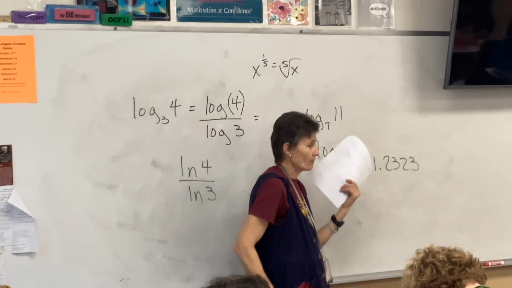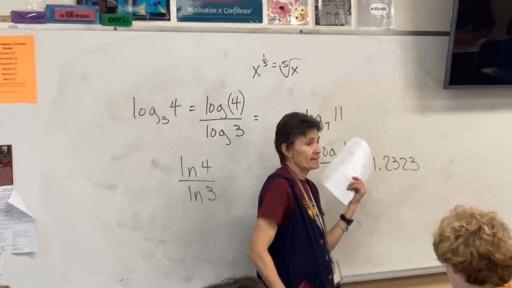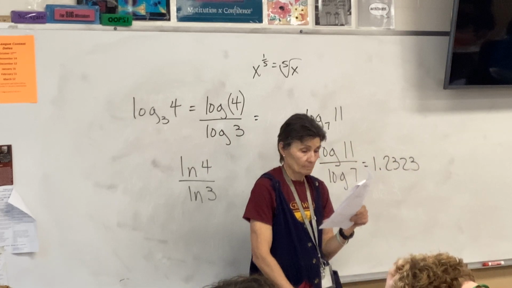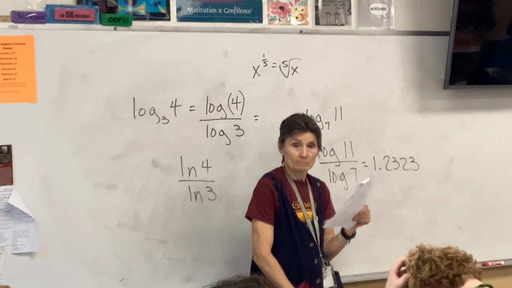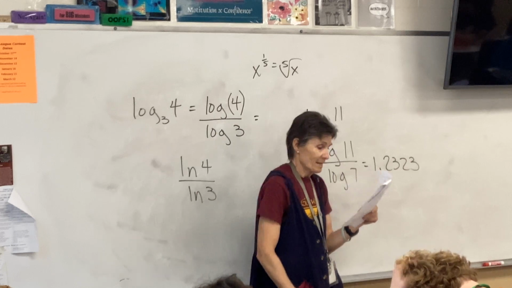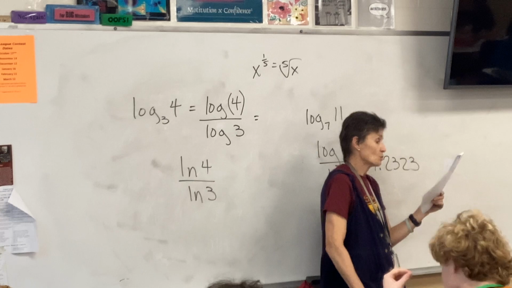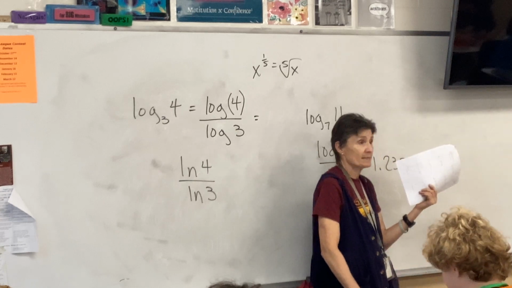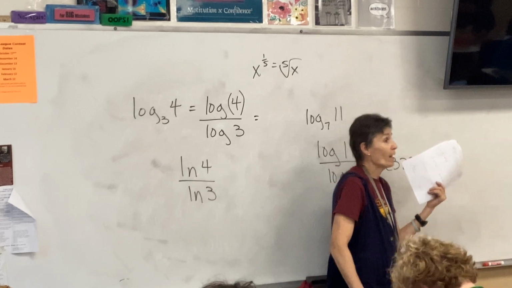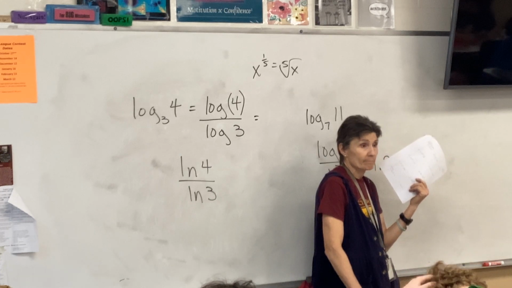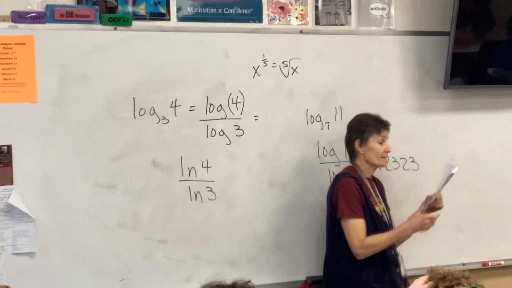Okay, who can share an answer for C? Negative 2.7119. Perfect. Negative 2.7119. Because we took, I don't know if you use log or ln, it doesn't matter. I did log 12 over log 0.4. Right? Okay, who has an answer to D?